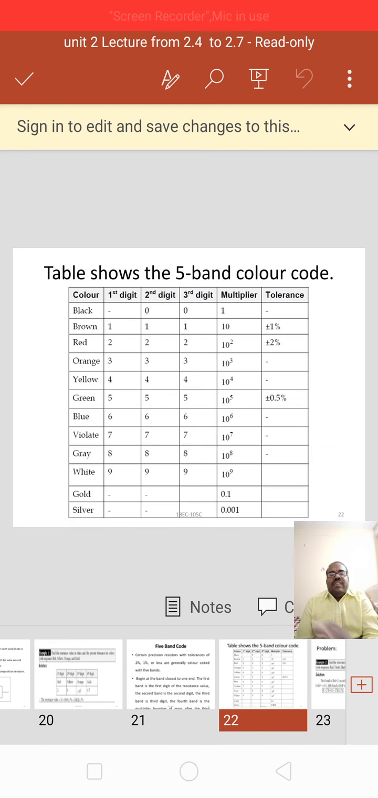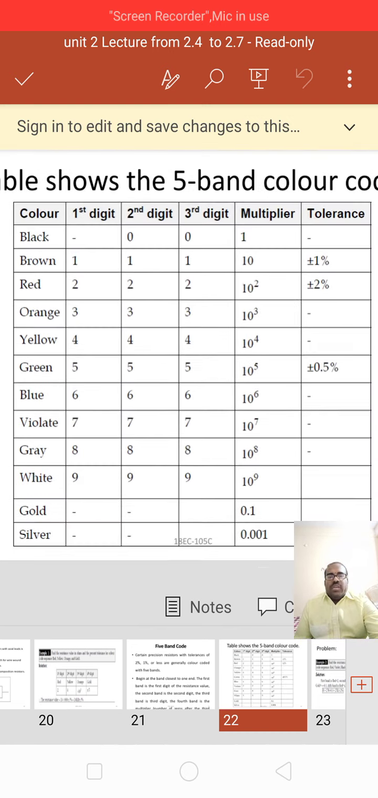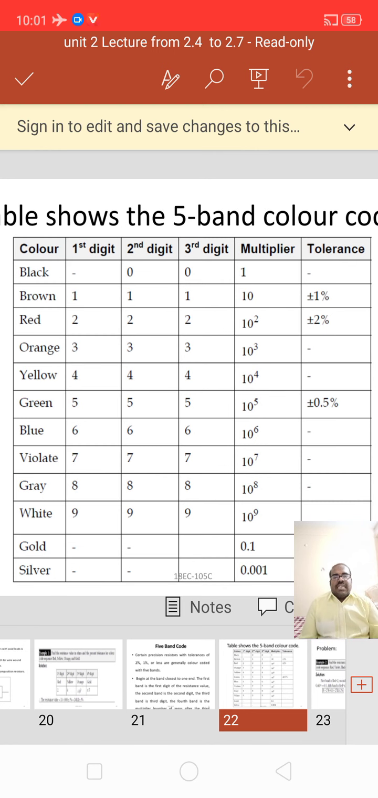The only difference between the 5 band and the 4 band code is that the 4 band code has first digit and second digit. In the 5 band code it has first digit, second digit and third digit. That is the main difference between the 4 band and the 5 band color codes. Here is a table showing the first digit, second digit and third digit of colors, as well as the multiplier and tolerance of the 5 band color code technique.